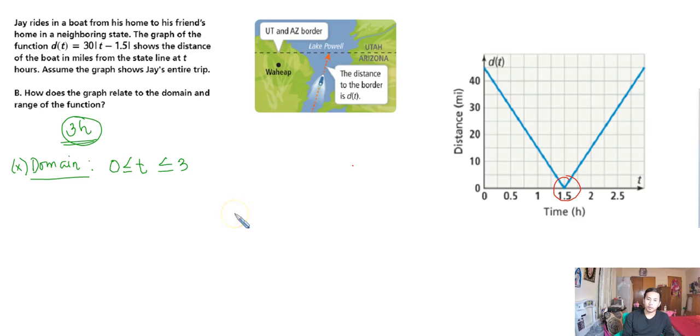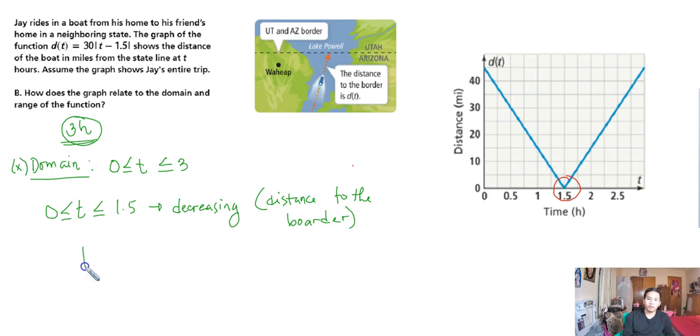For the section of the domain, t is greater than or equal to 0 but less than or equal to 1.5. His distance to the border is decreasing. So, decreasing distance to the border. I'll just write it here.